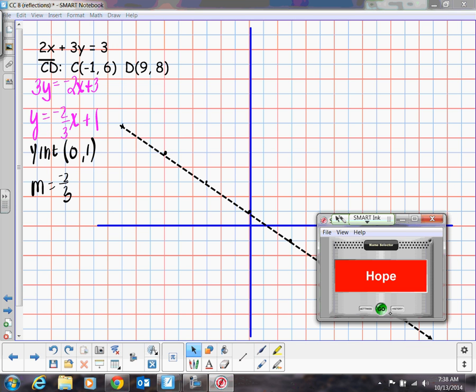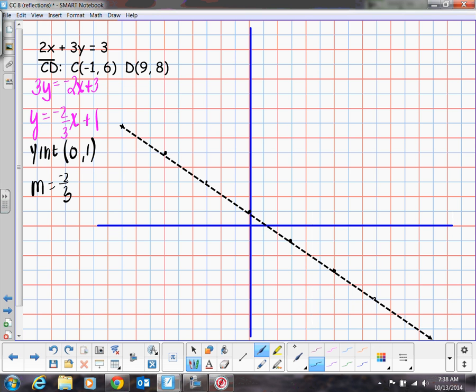All right. So from here, what are we supposed to do? Jennifer? Step 2. Negative 1 up. Okay, there's C. And then D is 2, 4, 6, 8, 9, and up 8, 2, 4, 6, 8. And there is D.